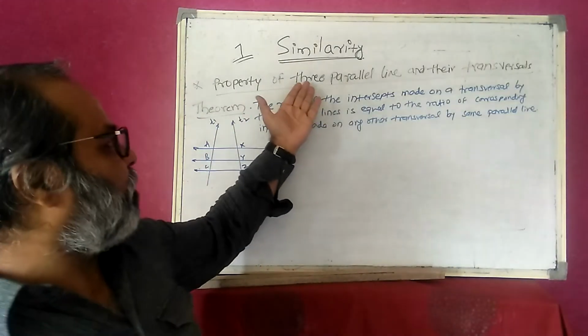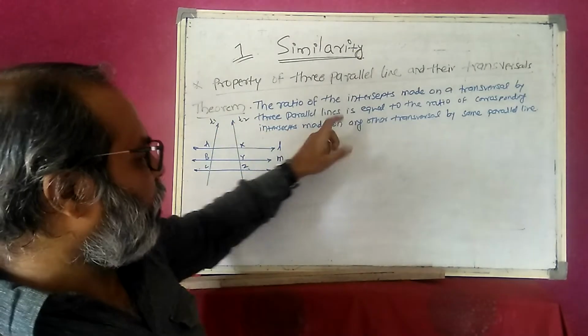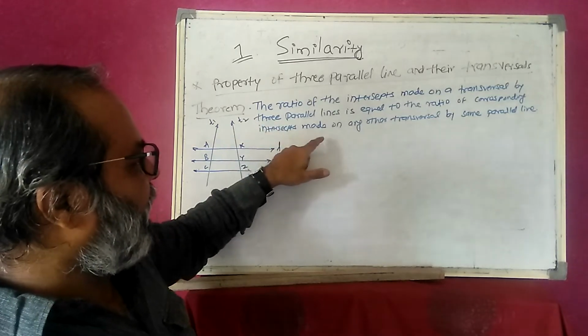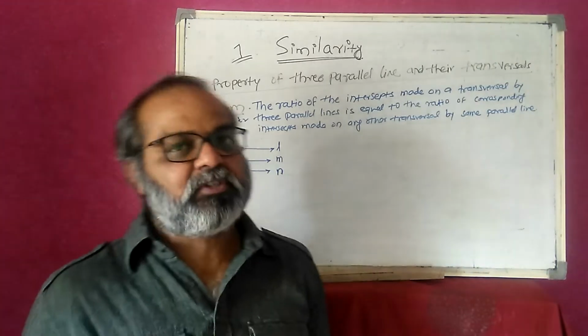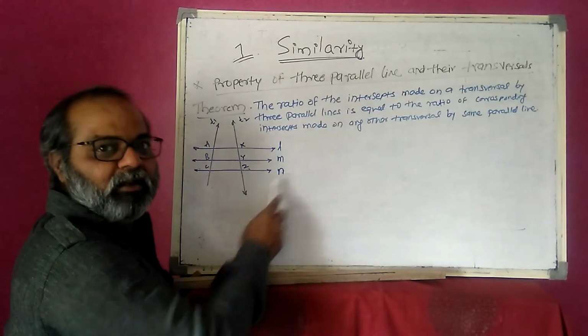It is called the property of three parallel lines on a transversal. What does the theorem say? The ratio of intercepts made by a transversal on three parallel lines is equal to the ratio of corresponding intercepts made by any other transversal on the same lines. What does it mean? There are three lines L, M, N. They are parallel to each other.